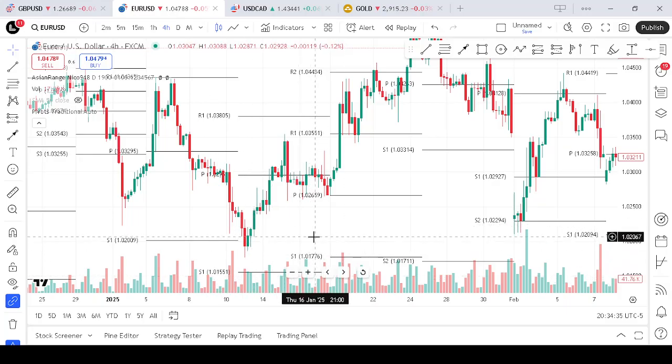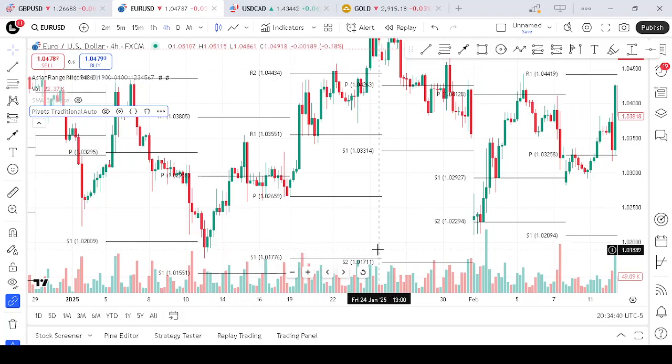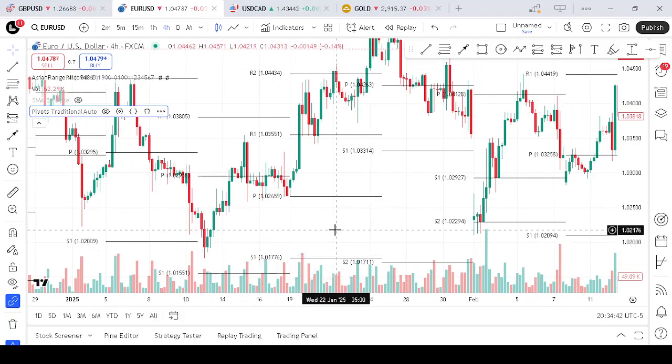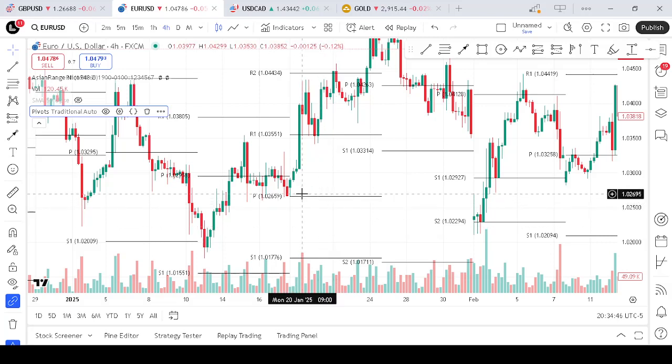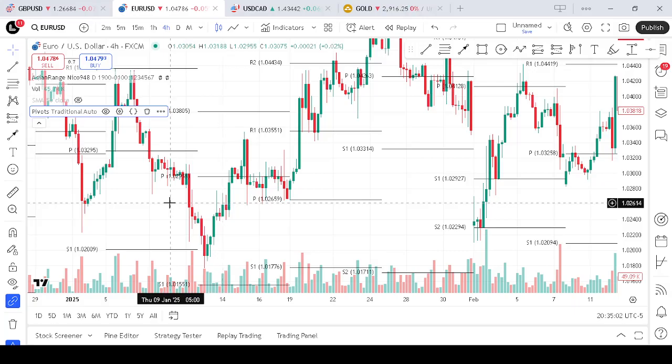By incorporating these levels into your analysis, you can make more informed decisions about when to enter and when to exit your trades. Now let's look at some trading strategies we can use the monthly pivot points for. Now that we understand what the monthly pivot points are and how to calculate them, let's explore some effective strategies to incorporate these levels with.